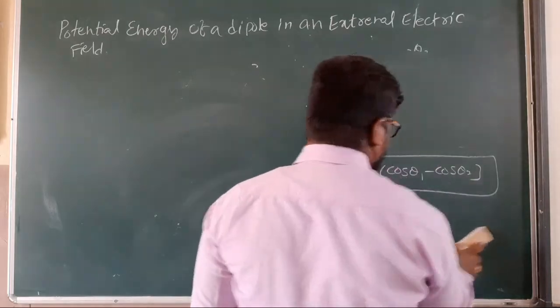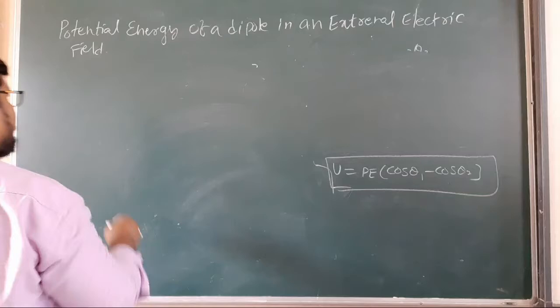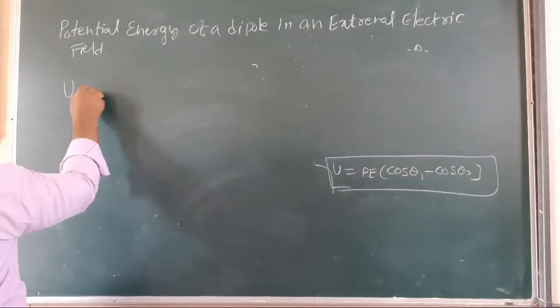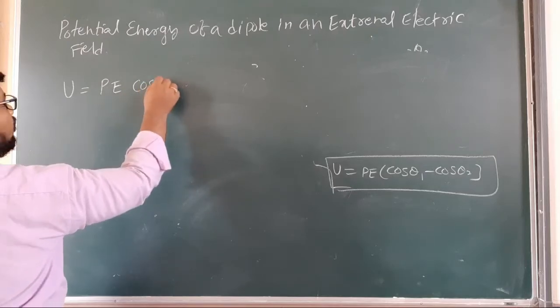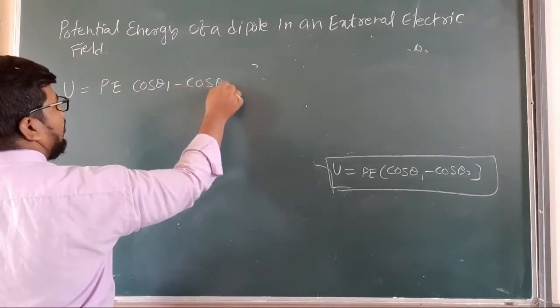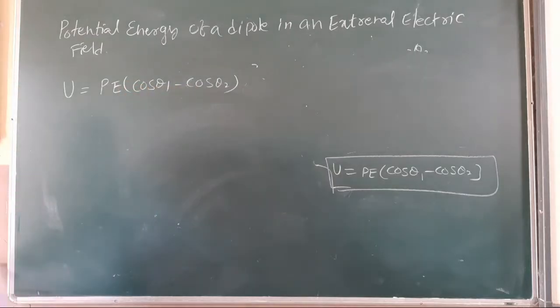Very important one, this equation. Electrostatic potential energy, final expression: U is equal to PE (cos theta 1 minus cos theta 2).